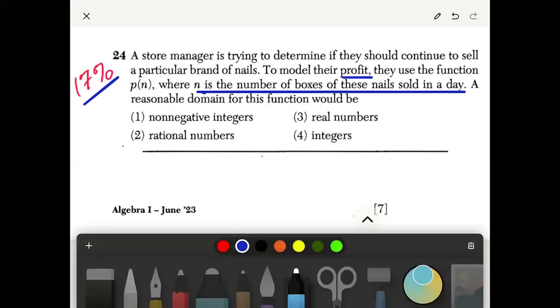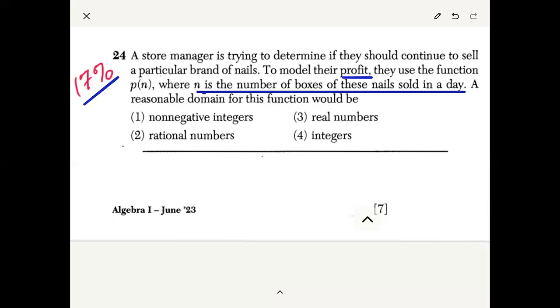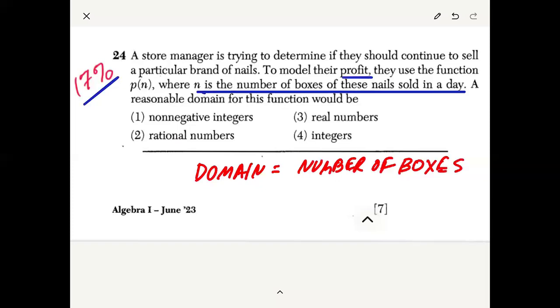So in order to answer this question, you always have to start by finding what the domain represents. In this case, the domain is the number of boxes of nails. So your first question should be, can the domain be negative? Can you have a negative number of boxes that you sell? No, you can't. Second question you should ask, can the domain have decimals or fractions?